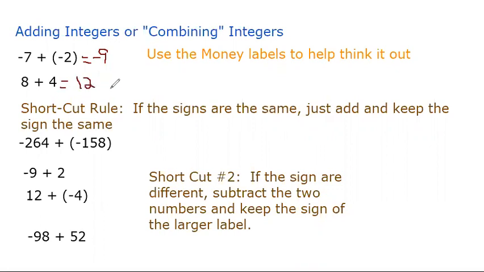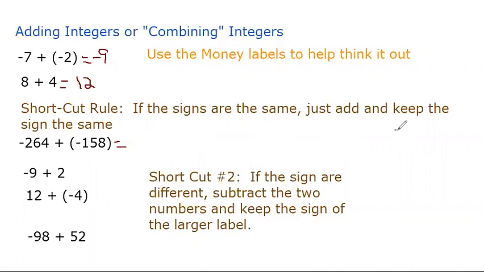As far as rules go, there is a shortcut rule. The rule says basically if the signs are the same, just add and keep the same sign. Keep the sign the same. So if I look at this example here, notice that you have a negative number plus a negative number. The signs are the same. Again, a debt plus a debt should represent a bigger debt. So it makes sense to just add those together and keep the sign.